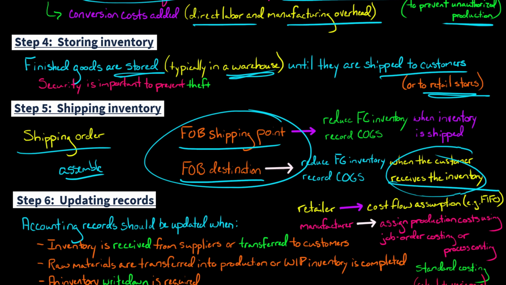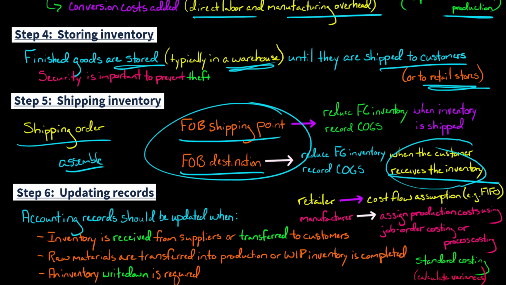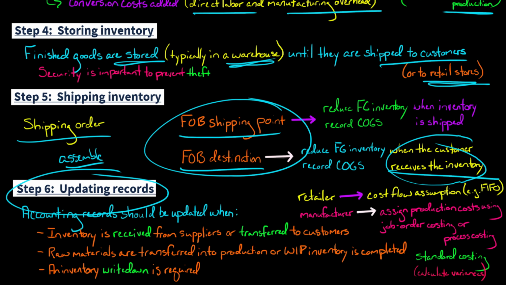Now, I have updating inventory records listed as the final step here, step number 6. But as I mentioned earlier, you're actually updating the records throughout the entire process. When you receive the inventory from suppliers, so when Walmart gets inventory that it purchased from Procter & Gamble, Walmart's going to make a journal entry. They're not going to wait all the way till the end of this process to make a journal entry. So when you receive inventory or raw materials inventory from a supplier, the company's going to make a journal entry.